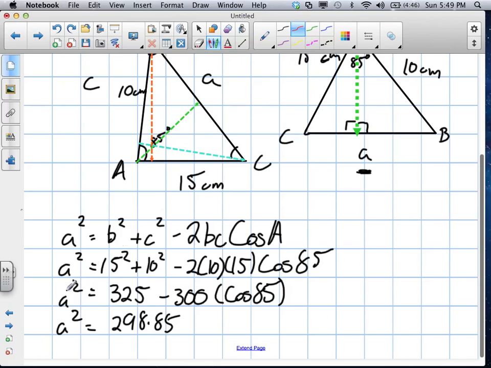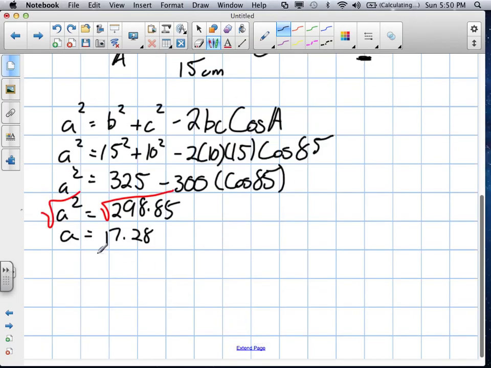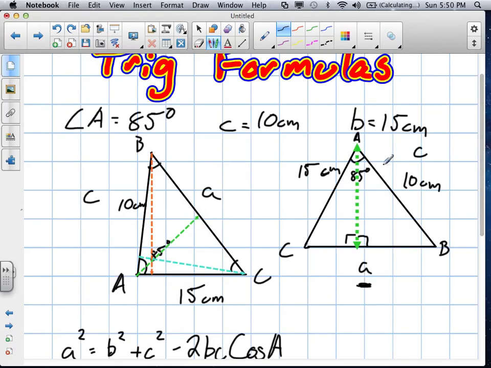We square root both sides. What do you get? 17.28. Okay, so a is 17.28. Sure, we'll approximate 17.3 because it is a little in the middle there. So this side here is 17.3 we discovered. And 3 centimeters. Okay, that's great.